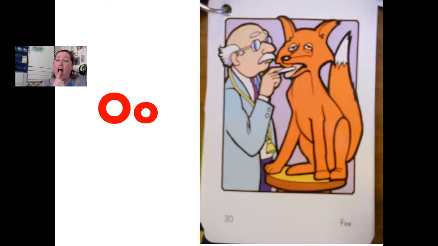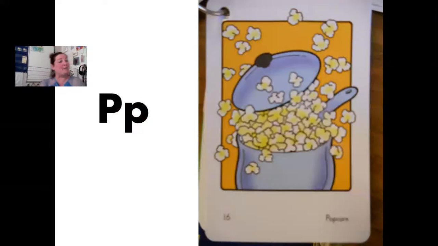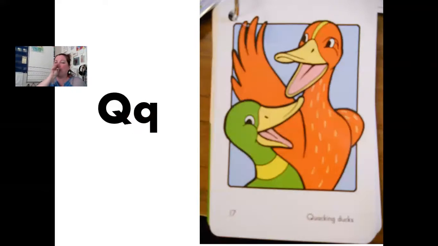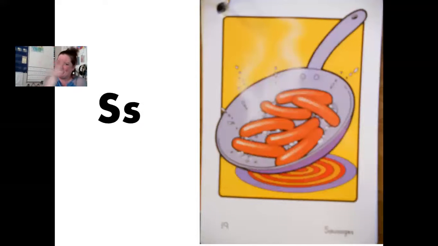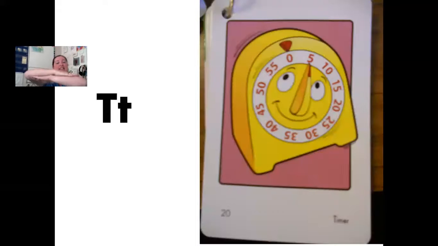O. And you know O is a vowel because it's in red. So O is short and O is long. All right, P, Q, R, S, T.